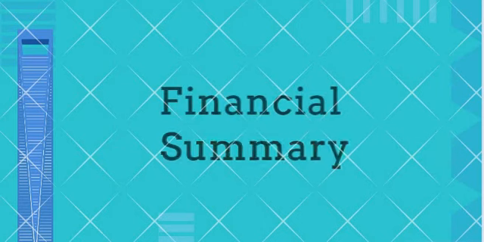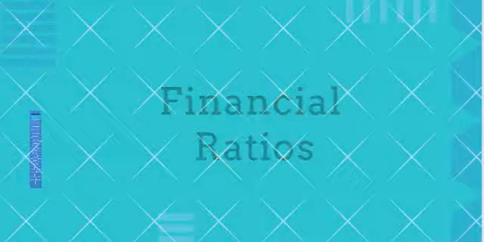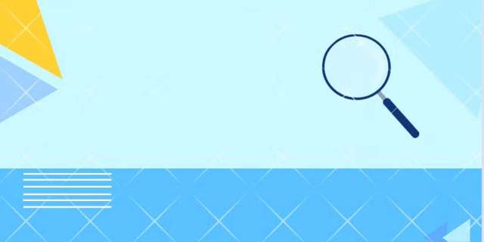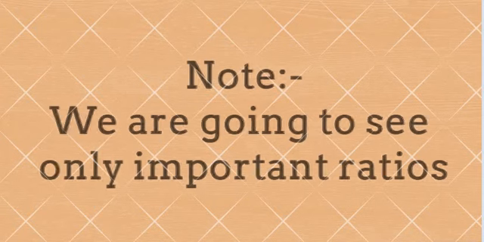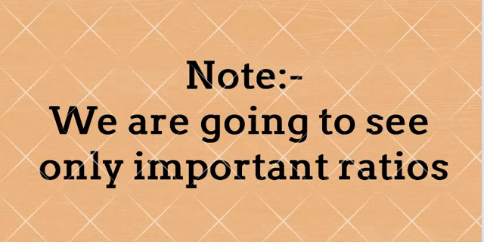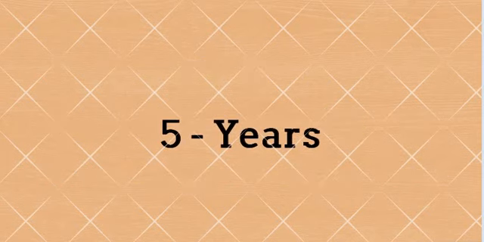Now let's watch its ratios. According to my research, I have divided financial ratios into 12 months ratios and 5 years ratios. Note: we are going to see only the important ratios, not all the ratios. So let's first see the 5 years ratios.